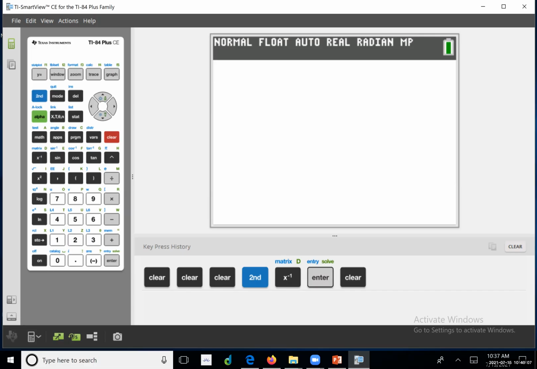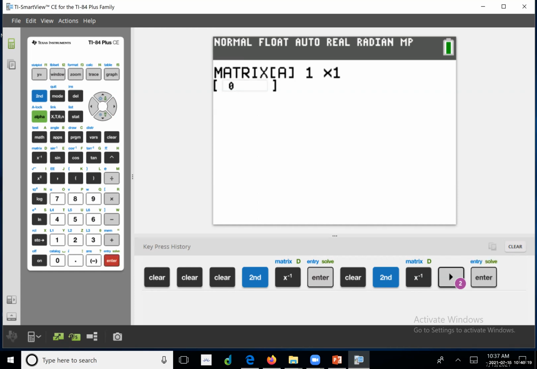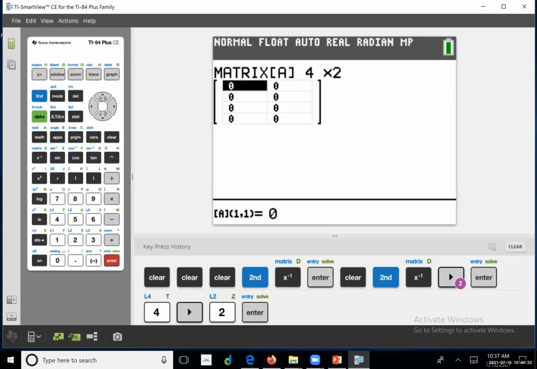So you go second matrix. You want to go edit the matrix. So you're going to scroll to edit. Then they are asking you, what is the size of the matrix? The size of the matrix is row times column. There were 4 rows here and 2 columns. If you do them correctly, you will see the exact size that you need. So 4 by 2, row times column.